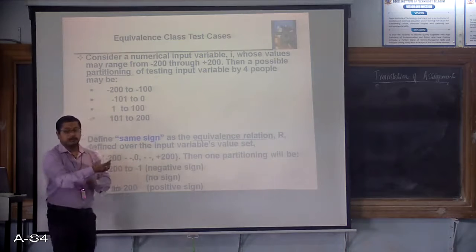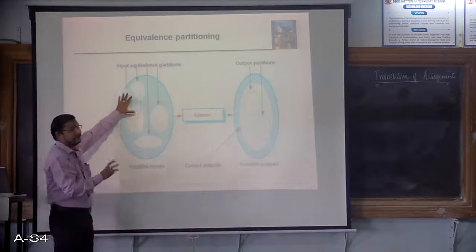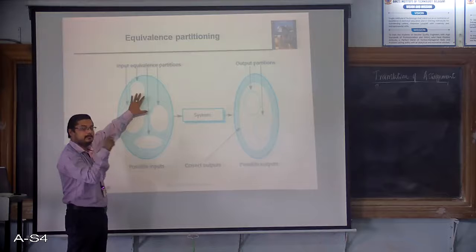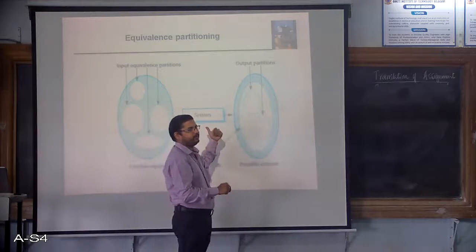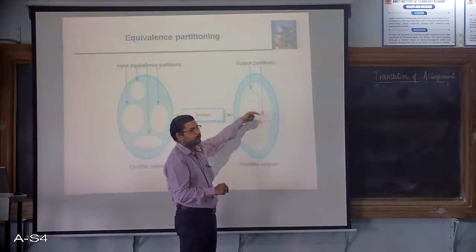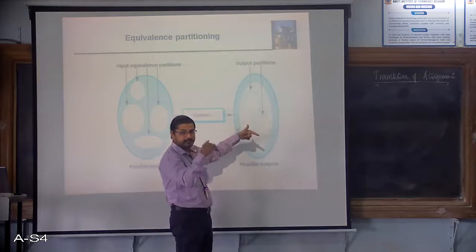Now we'll come back to the previous diagram. See here, the entire data will be divided among three classes: negative numbers, 0, and positive numbers. What are the possible outputs? If I give minus 1, the result will be a negative number. If I give plus 10, it will give a positive number. 0 has no sign.